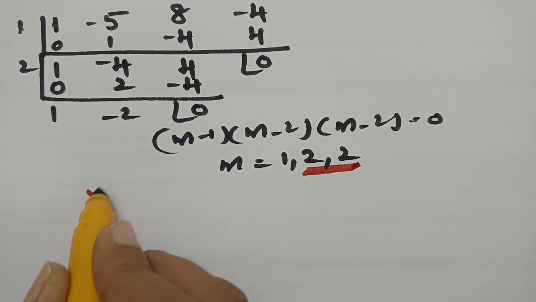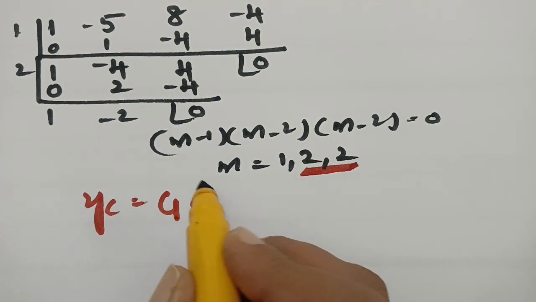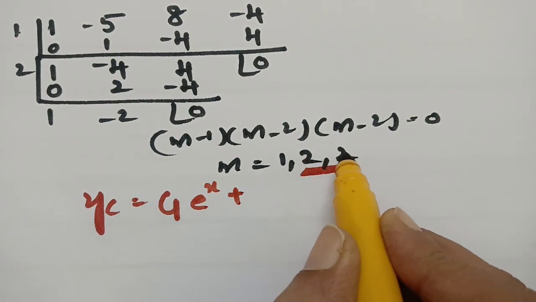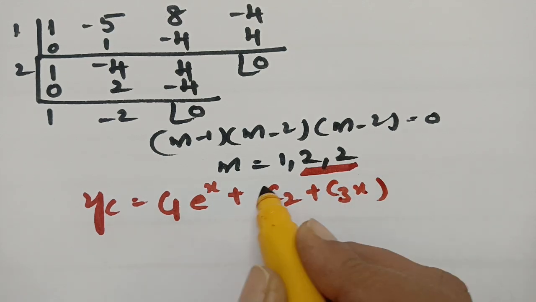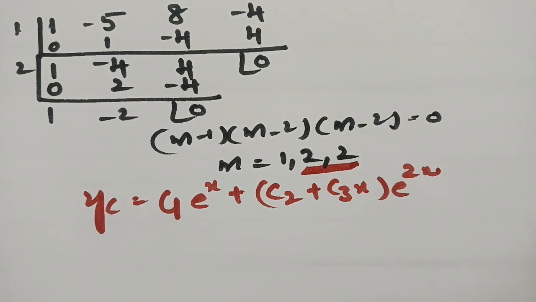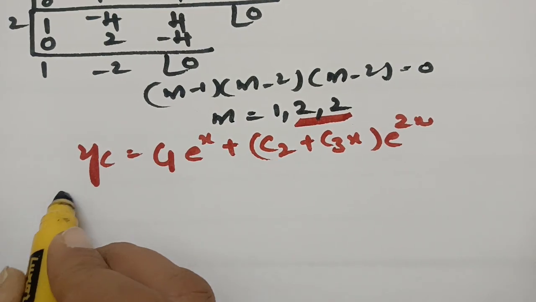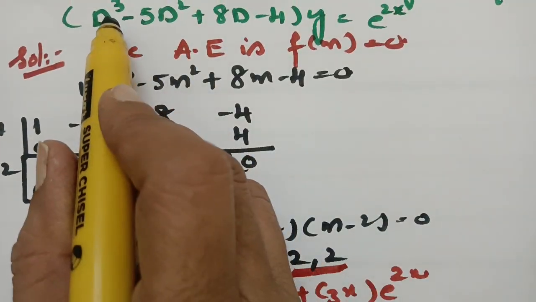So the yc can be written as yc is equal to, for this we have to take a single constant c1 e power x. So for this 2, we have to take a combination c2 plus c3x into e power 2x. Clear? And therefore we have to find the particular integral now. So for finding the particular integral, as usual, yp is equal to 1 by f of D.